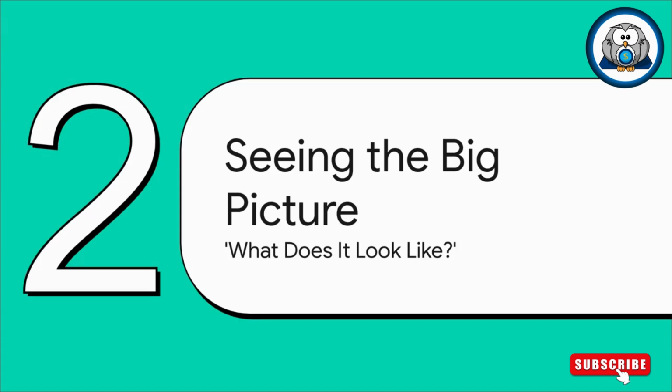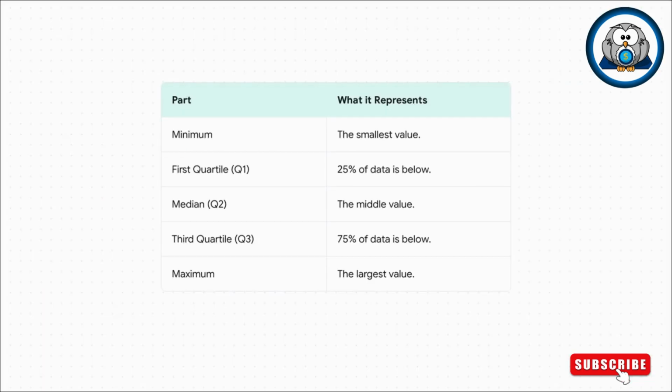But comparing one item to another is only one piece of the puzzle. Sometimes you need to zoom out. You need to see the bigger picture and answer the question, what does this entire group of data actually look like? To do that, we focus on 5 key numbers. The first 2 are a piece of cake, the minimum and the maximum, just the smallest and largest values. The other 3 help us find the middle ground.